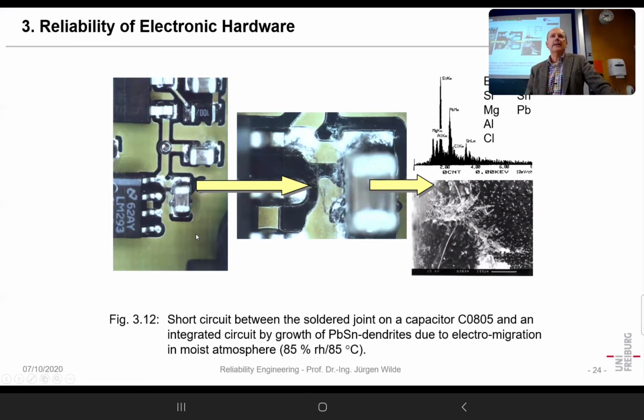Then we have something that is also interesting. That was also something that happens and leads to intermittent failures or faults. That's corrosion. And here we had parts which were tested under climate, and the climate was the 85-85 test. The 85% humidity and 85 degrees centigrade.